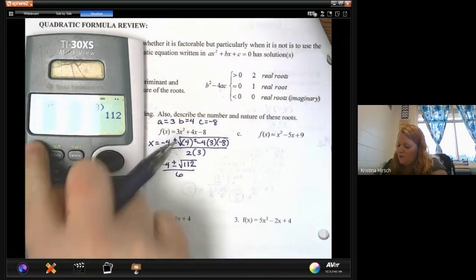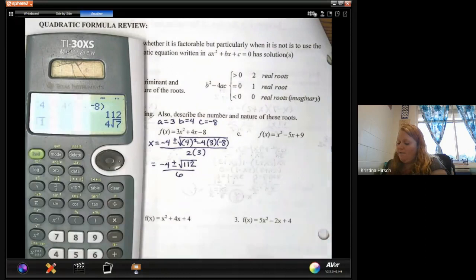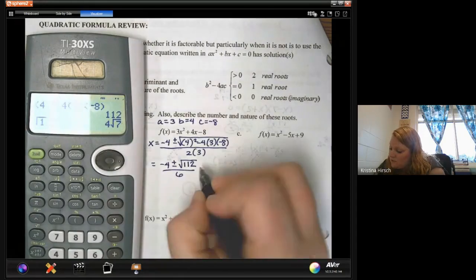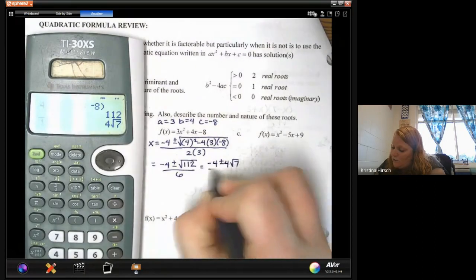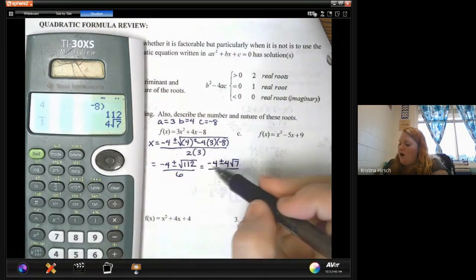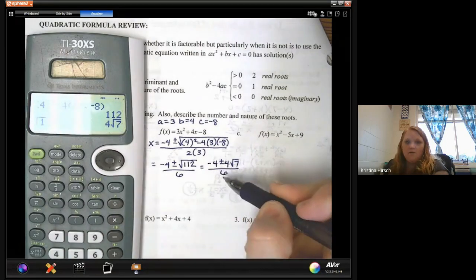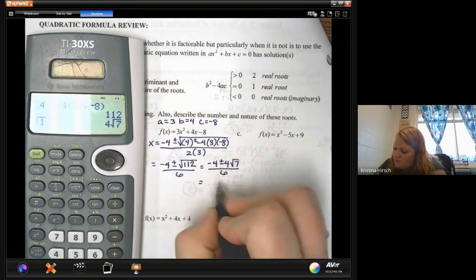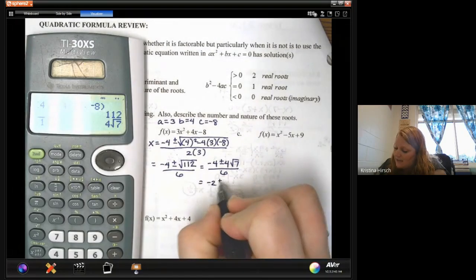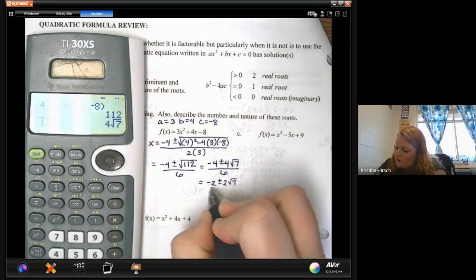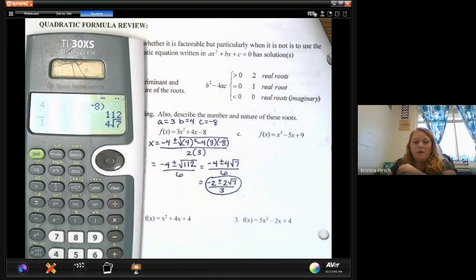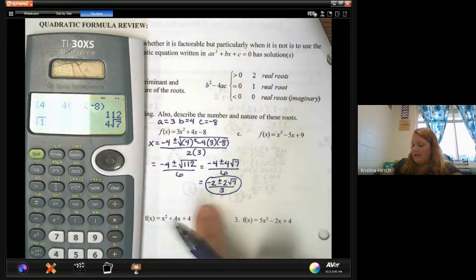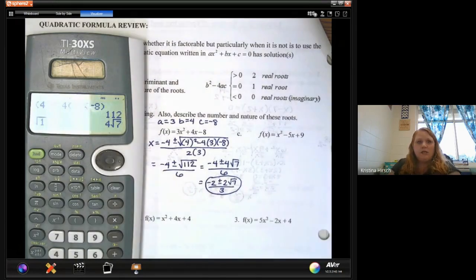If I did the square root of 112 in my calculator, I get 4 square roots of 7. So this would be -4 plus or minus 4 square roots of 7 over 6. Now, -4, 4, and 6 are all divisible by 2. So I could reduce that and I would get -2 plus or minus 2 square roots of 7 over 3. So that's one way that I could write it if I wanted to reduce my radical. This is an exact answer, right? There's nothing rounded or anything like that.